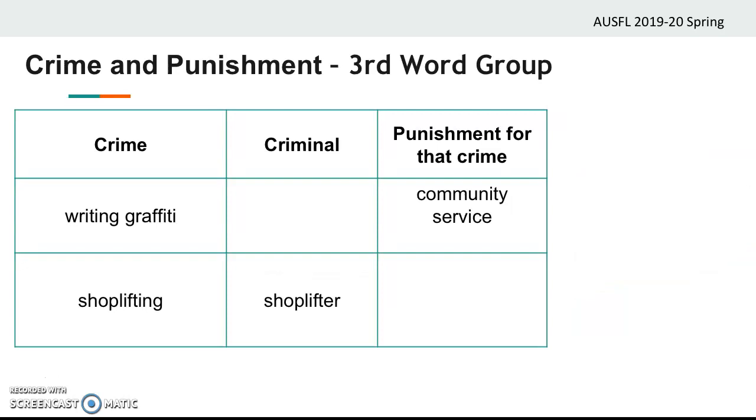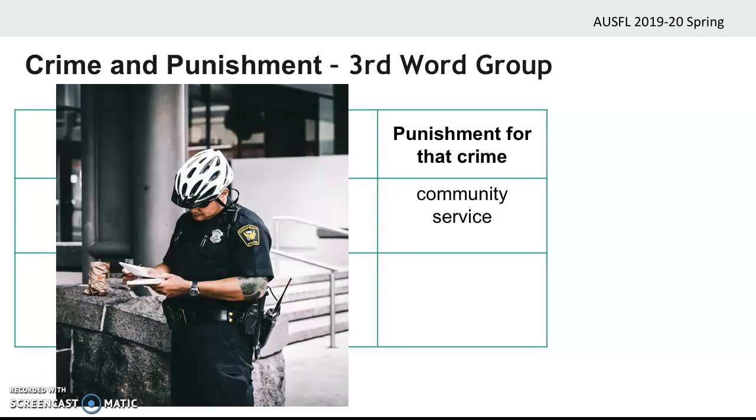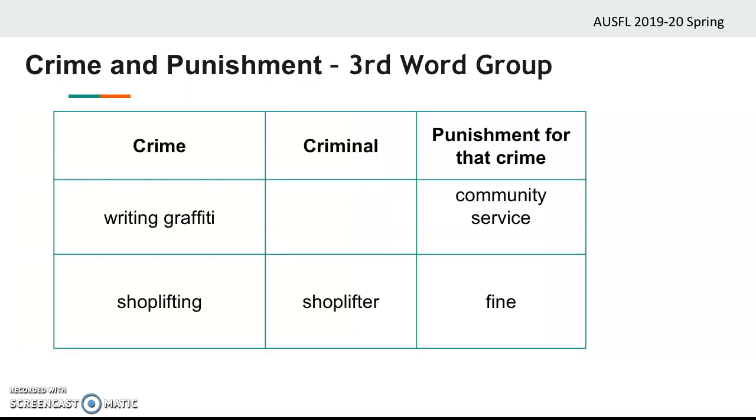Sometimes shoplifters do not do community service, but they take a ticket from the police officers. For example, when you're in traffic and when you do not obey the rules, a police officer can come near you and give you a ticket with the amount of money you have to pay. The amount of money you have to pay because of a crime is a fine. Fine. And in our third group, we have the crime types: writing graffiti, shoplifting, and the criminal who is a shoplifter, and the punishment types for these crimes, let's say, community service and fine.